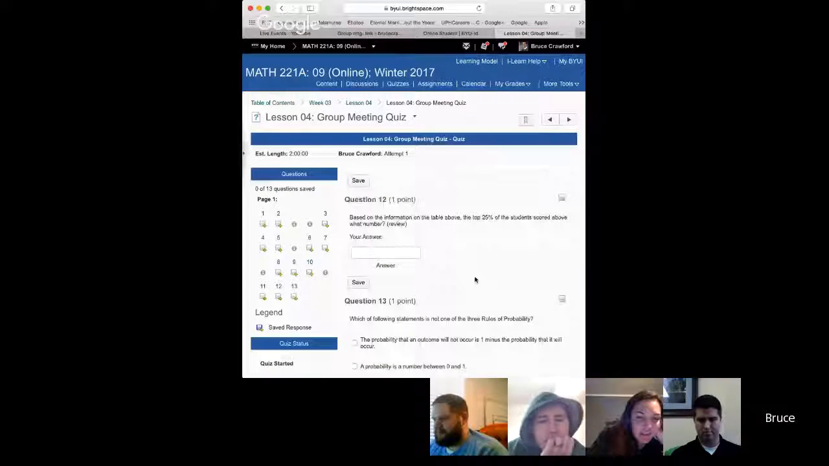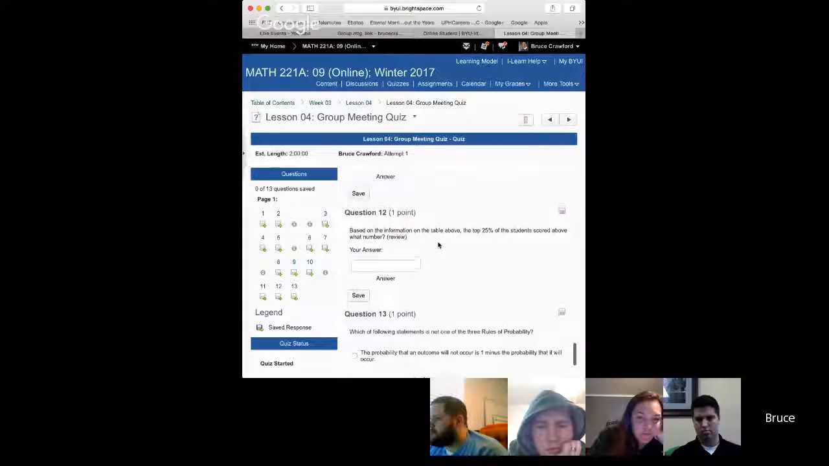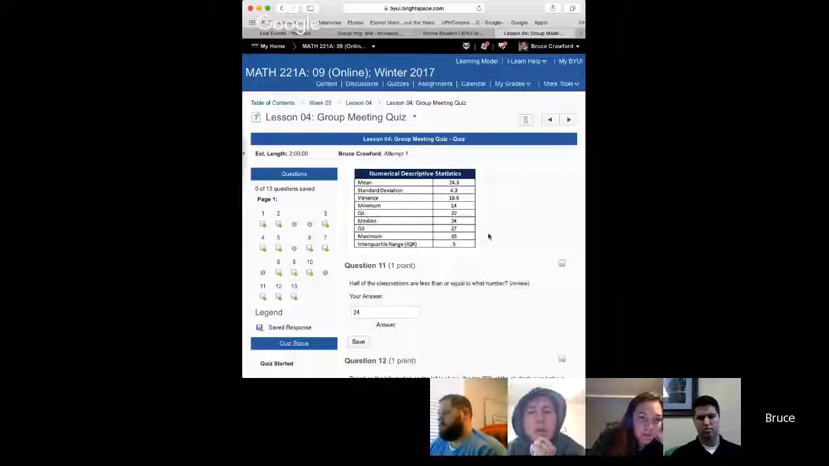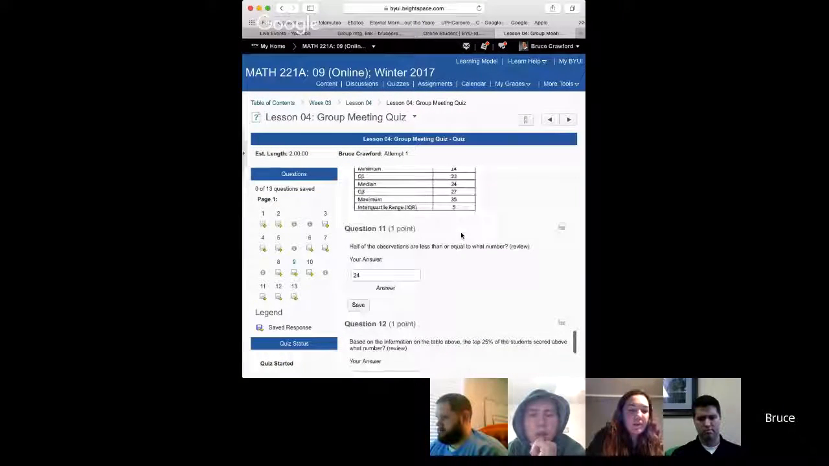Based on the information on the table above, the top 25% of students scored above what number? That'd be the third quartile, wouldn't it? So it'd be 27. 27.